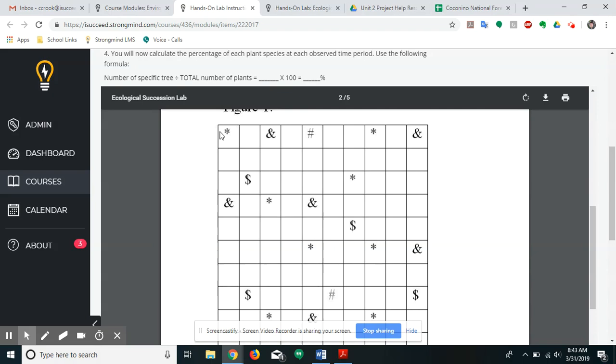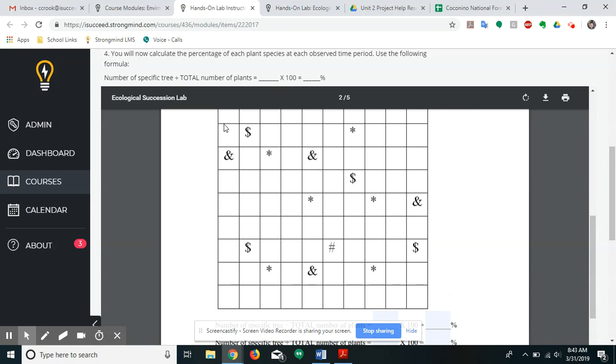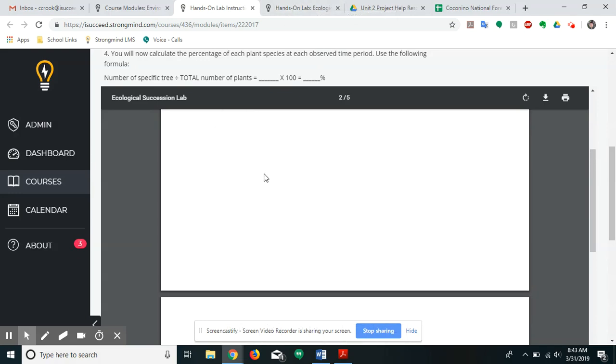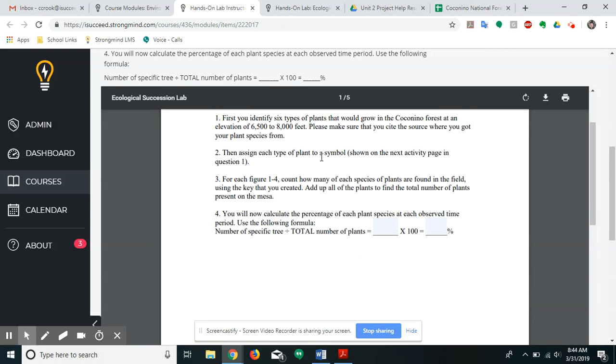So right here is showing a plot of land. This could be 1 hectare, could be a quarter of a hectare. I mean, it's up to you, it just doesn't matter. But this is an area, and this is showing you where all the species are distributed. Okay, and so as you follow the instructions, it tells you to assign a plant a symbol, and then to go through figures 1 through 4 and count how many there are of each figure.